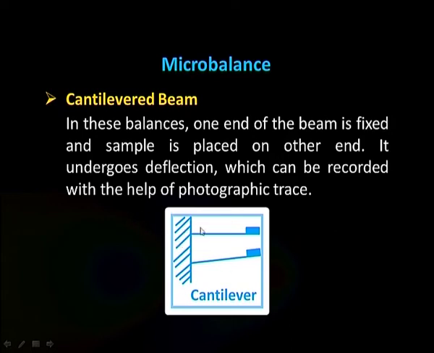You can see here one end of the beam is fixed and the second end is free, where we keep our compound. Now, it undergoes deflection, which can be recorded with the help of photographic trace. So, when we keep our substance or compound in the initial stage, this balance is horizontal, and when there is a change in mass, we can see that this cantilever type of balance shows a deflection.